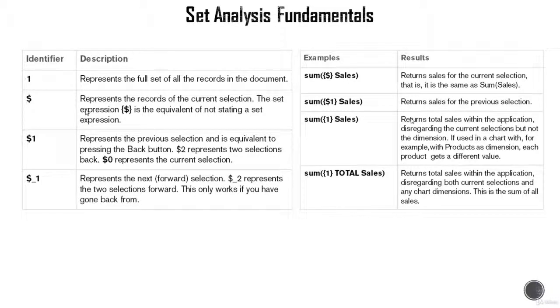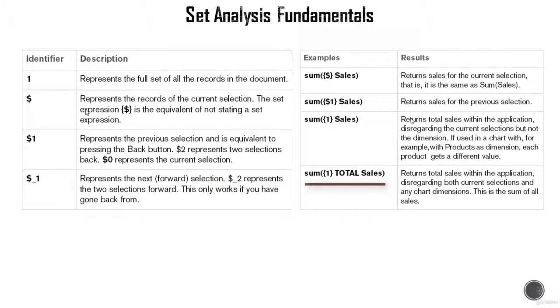At minimum, every expression that you write has a set component. For instance, when you type sum of sales, internally the Qlik expression engine is adding curly braces with a $ sign. That means the current selection or default state. So sum of sales and sum of $ sales within curly braces are the exact same thing. They both render the same value. If you put sum of 1 sales, that means it will ignore all user selections.